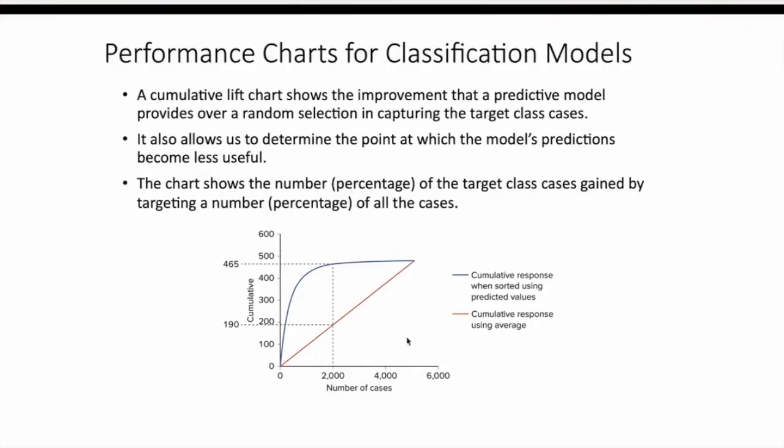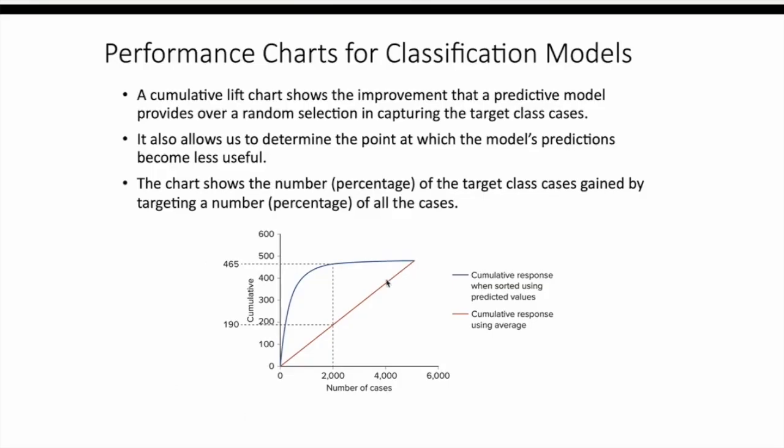This one displays a cumulative lift chart for a classification model. The chart shows the number or percentages, but here we have the numbers of the target class cases gained by targeting a number of all cases. So the x-axis indicates the number of cases selected, and the y-axis represents the cumulative number of target class cases, which is class 1 cases. These are the ones identified by the model.